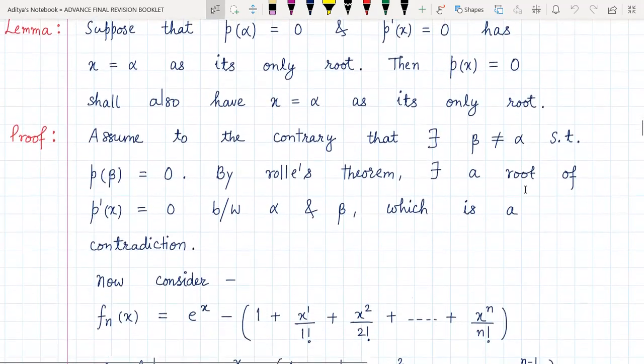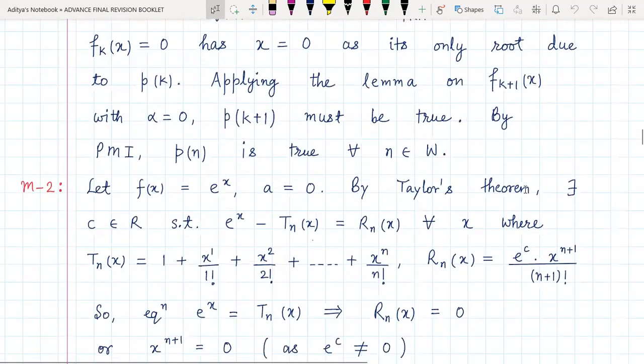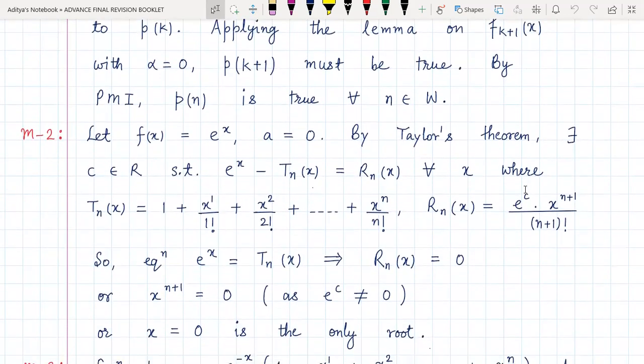So this method number 1, we have already discussed earlier. Now let's see method number 2. If we apply Taylor's theorem on the function f of x, where f of x is simply e power x and a we are choosing to be 0, then by Taylor's theorem there exists a c belonging to real numbers such that e power x minus T_n x, where T_n x is the Taylor polynomial of nth degree for the function f of x, is equal to the remainder function R_n x for all x. T_n x is simply going to be this expression, because we know this is the Taylor polynomial of nth degree for e power x.